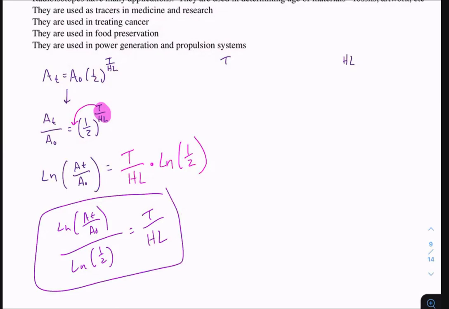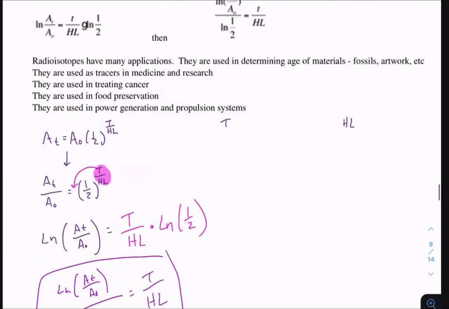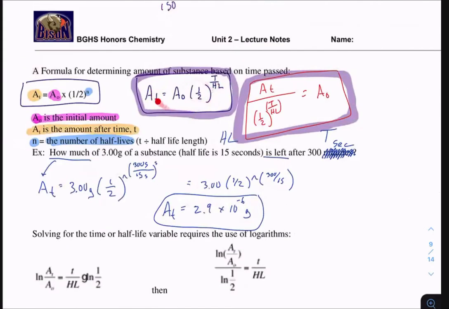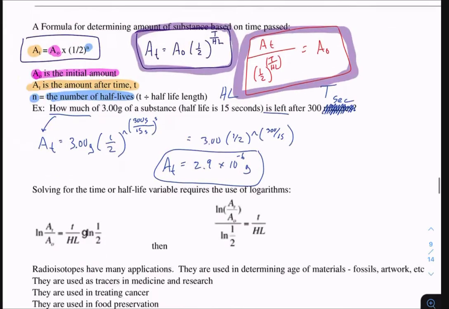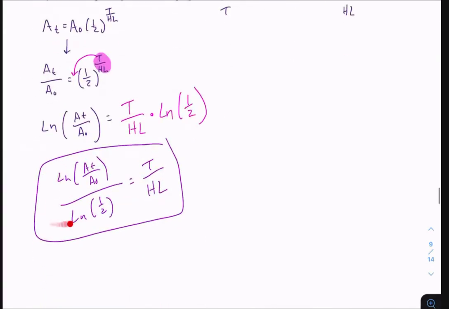This equation right here will be given to you. So will this equation. When I give you this equation, can you guys go from here to here on your own? Because you're just dividing by one thing, okay? If I give you this equation, the goal is to be able to solve for either this or this.